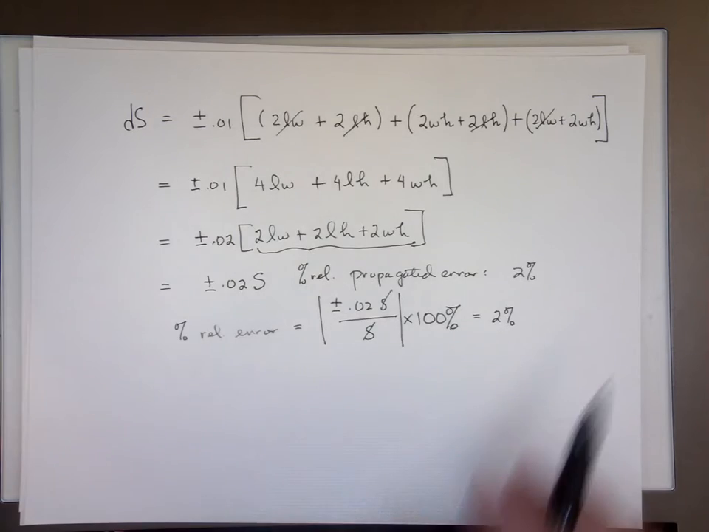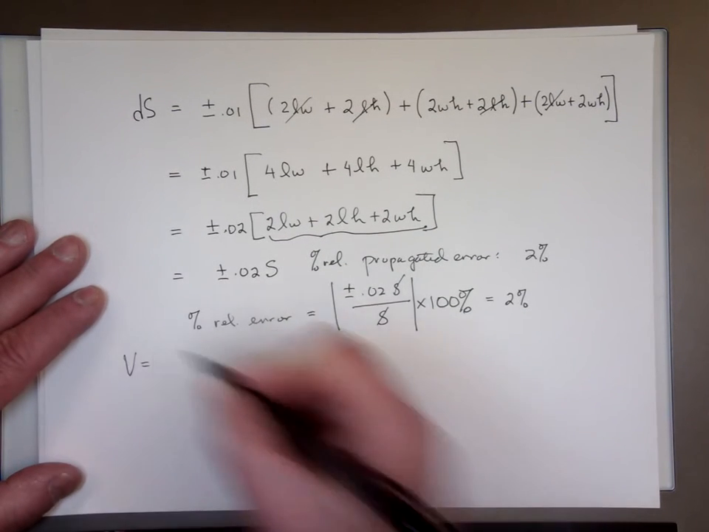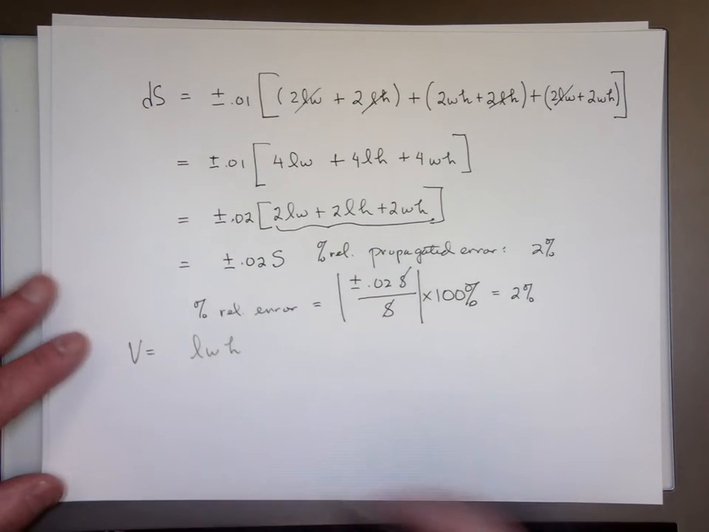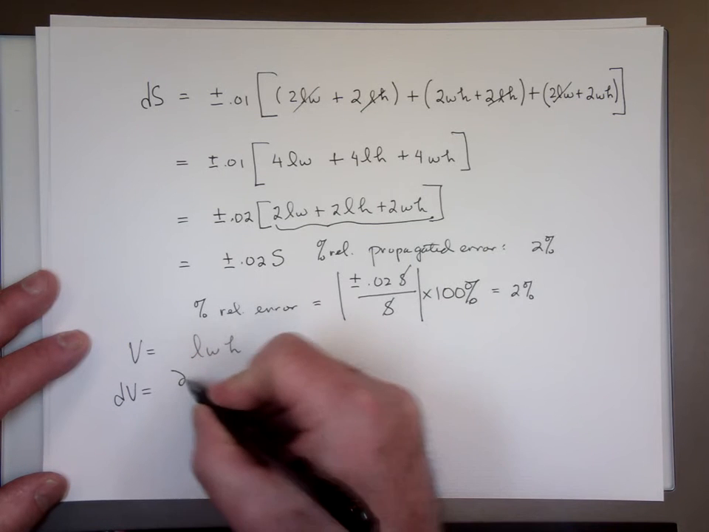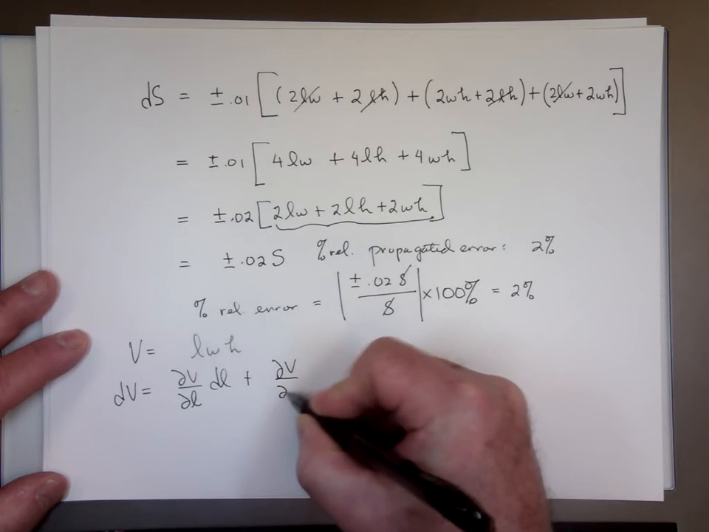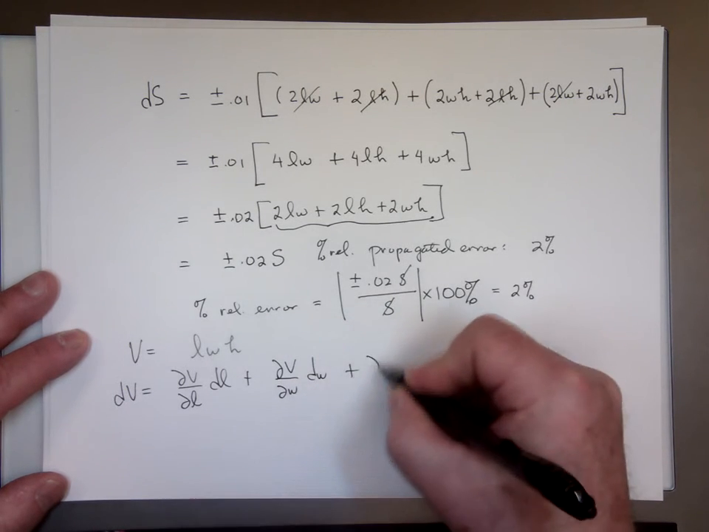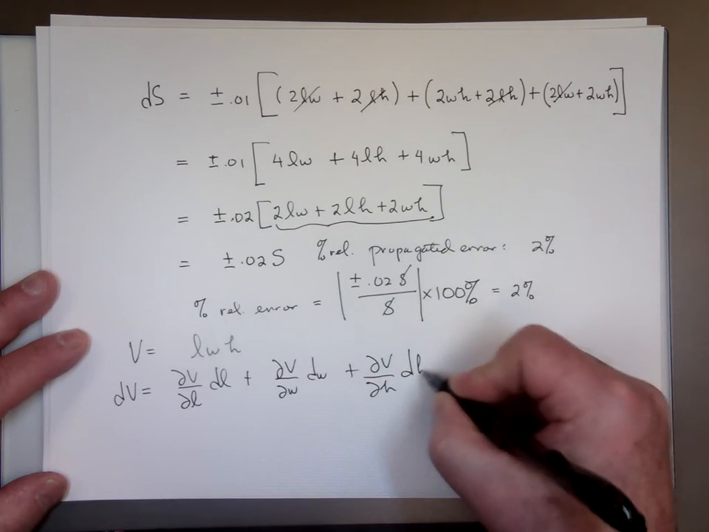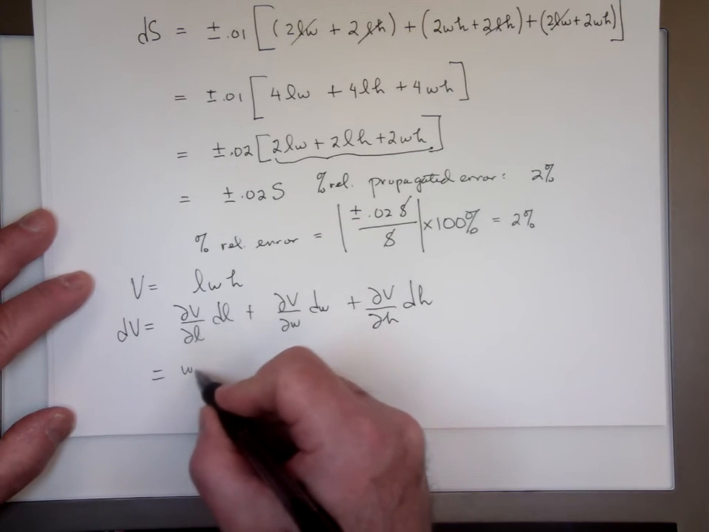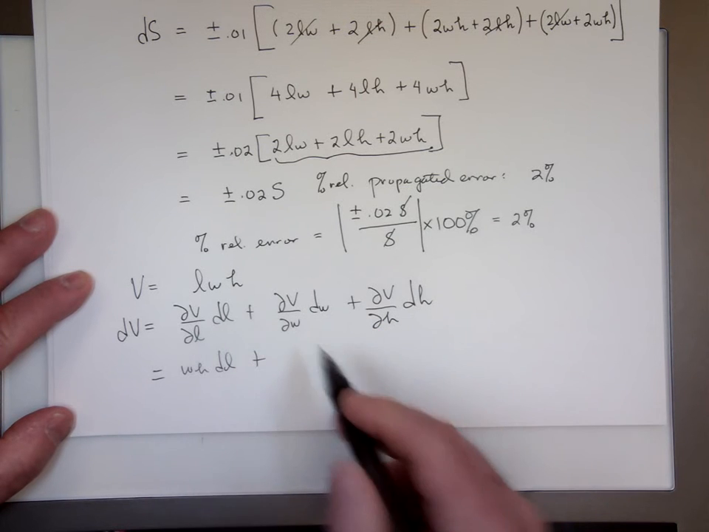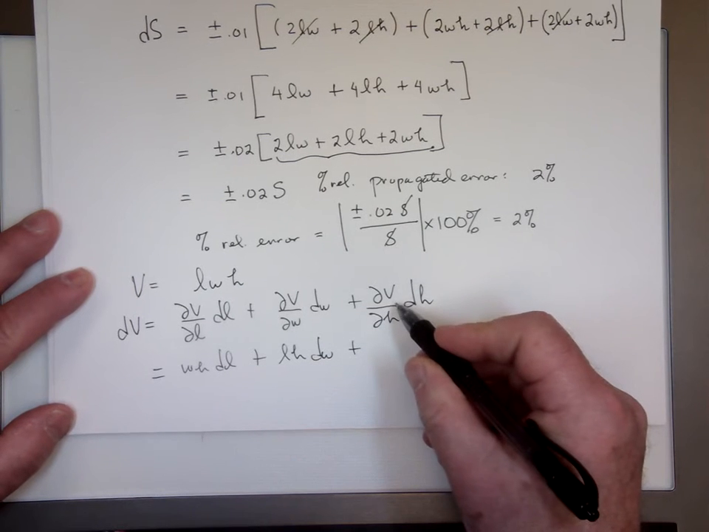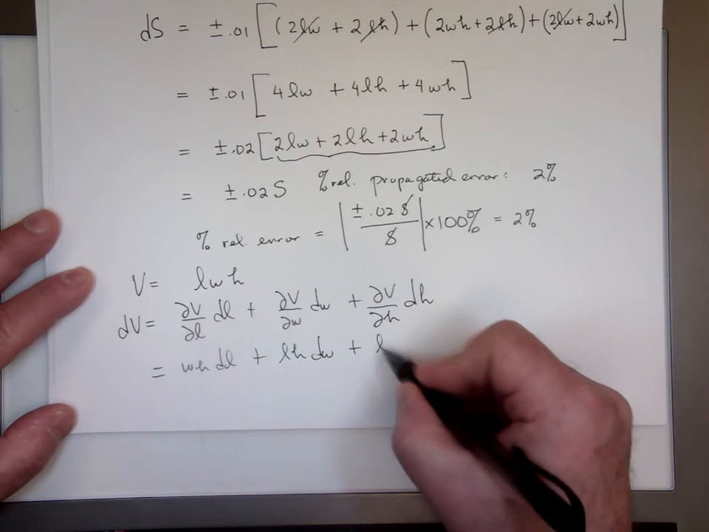All right, let's do volume. Volume is equal to length, width, height. Okay? So, total differential: partial of V with respect to L, dL, partial of V with respect to W, dW, partial of V with respect to H, dH. That's equal to partial of V with respect to L is WH dL. Partial of V with respect to W, LH dW. Partial of V with respect to H, LW dH.